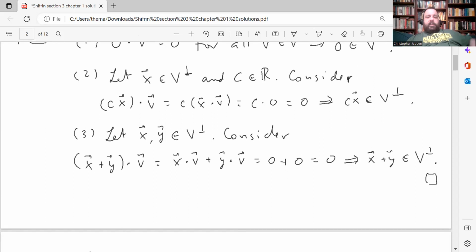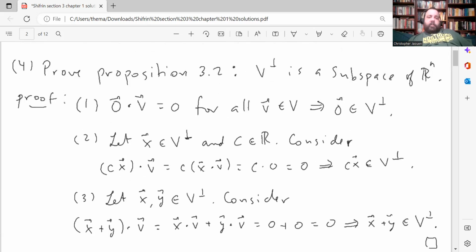And then same thing for addition. Property 3 says let x and y be arbitrary vectors in Vperp, and consider x plus y dot product with v, where v is any vector in V. Again, you can use the distributive law for the dot product. So x plus y dot v is the same thing as x dot v plus y dot v. Because x and y are in Vperp, the dot products are both 0. So you get 0 plus 0, which is 0. So that shows that x plus y is in Vperp. The 3 conditions are satisfied for it to be a subspace, and that means that it is. So that proves proposition 3.2.